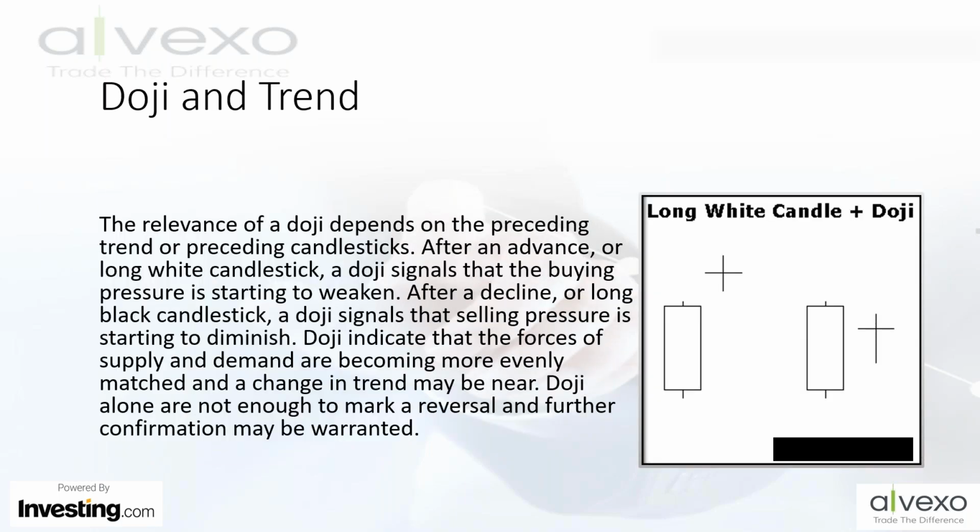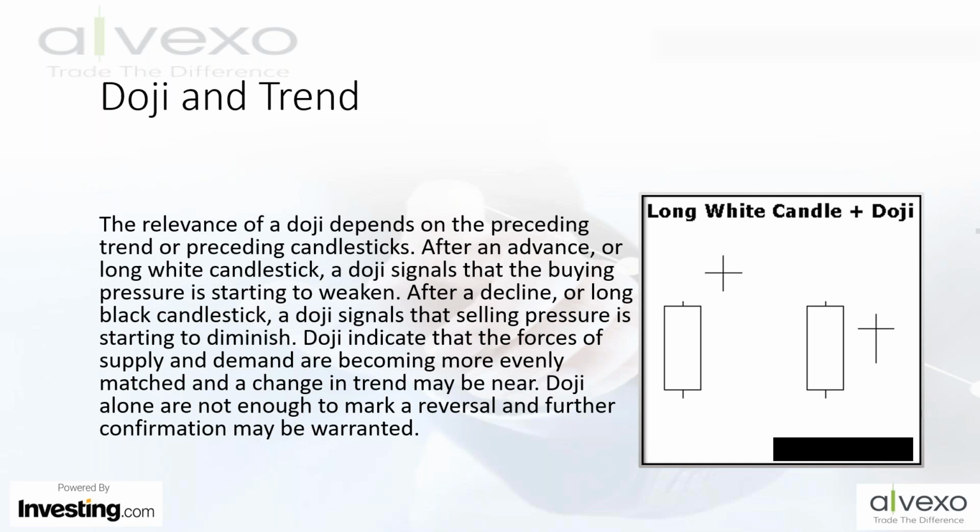Now, the thing about dojis, Marubozus, and spinning tops is we always have to look at where they appear in relationship to the current trend. Just because they appear doesn't mean anything. You have to look and see whether the market's in an uptrend or a downtrend or sideways congestion. And the relevance of a doji depends on the preceding trend and the preceding candlestick.